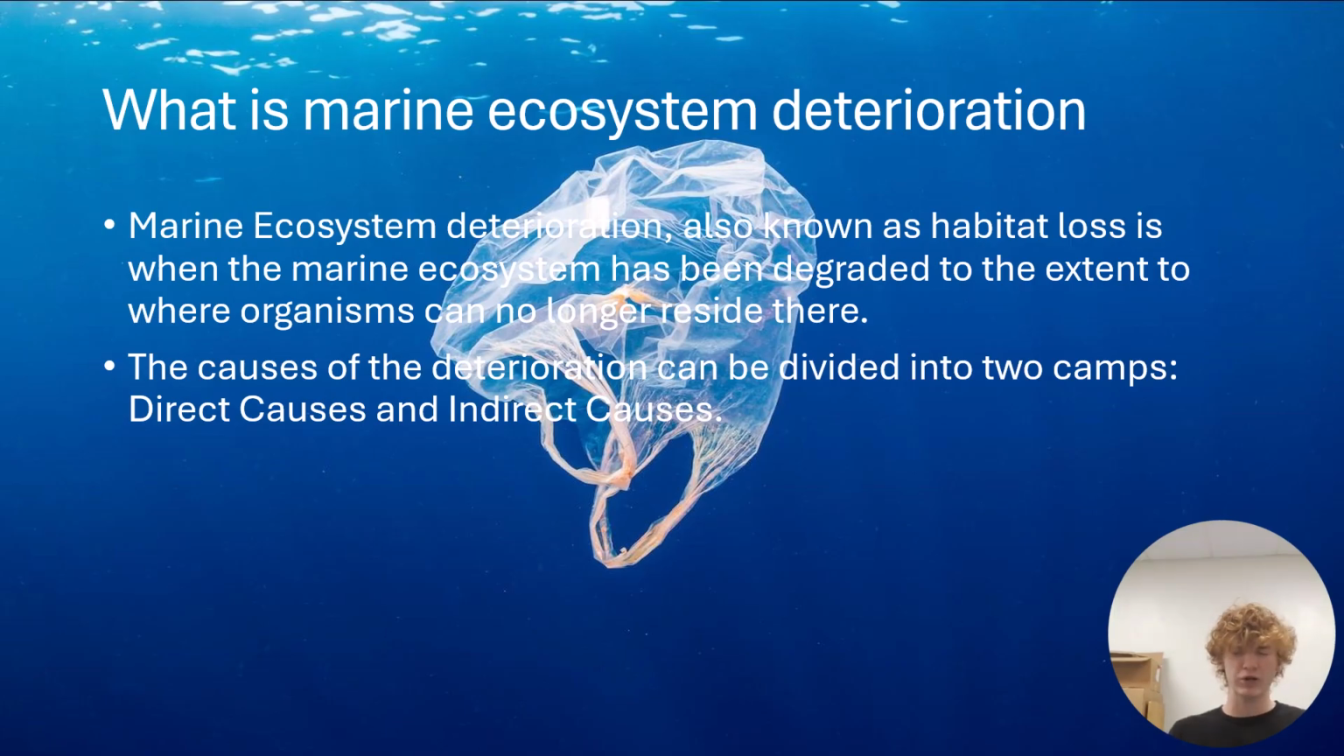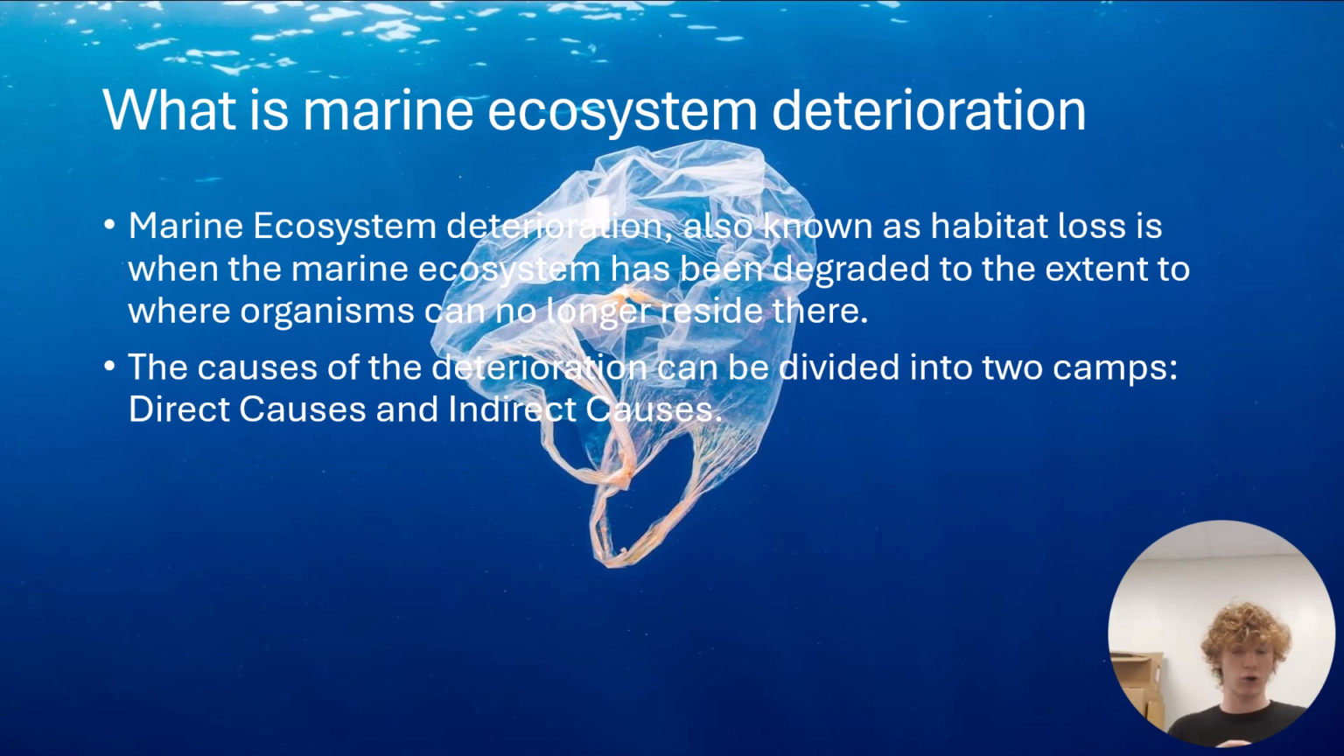So, what is marine ecosystem deterioration? We can also say habitat loss, just to make it shorter, since marine ecosystem deterioration is a mouthful. But this habitat loss is when the ecosystems have been degraded to such a point where the organisms cannot reside there. It's uninhabitable, which means there's no production and a bunch of other butterfly effects come from that.